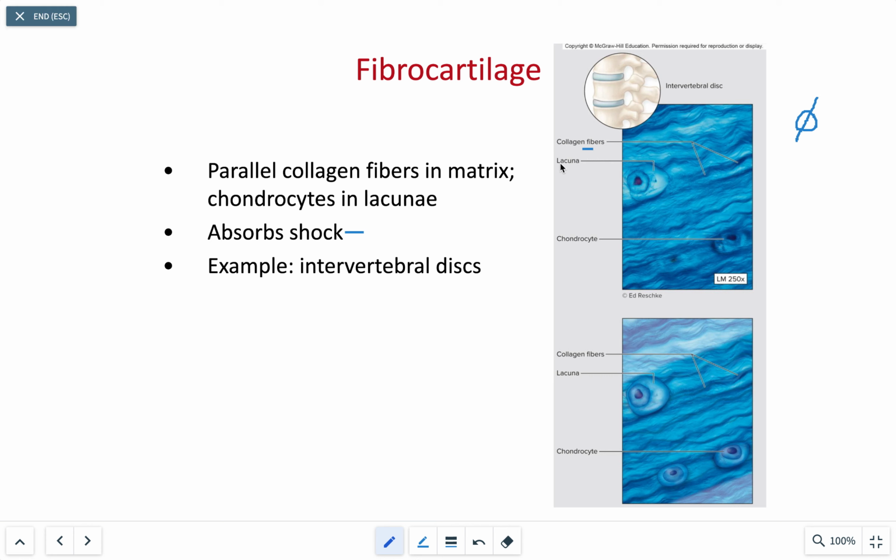They still have the lacunae, and each one of the lacunae will have a chondrocyte housed within. So this slide here shows a chondrocyte housed within a lacuna. They're very resistant to compression, as found inside of the intervertebral discs, and they absorb shock also. And we find this in the pubic symphysis and also in the meniscus in our knee joint.